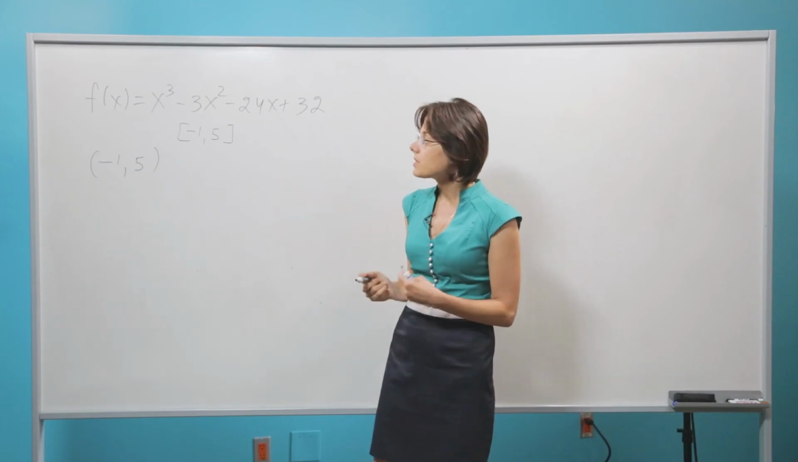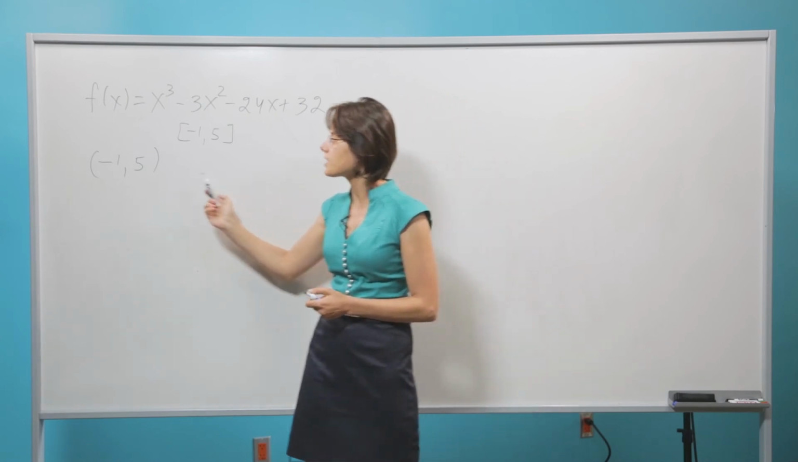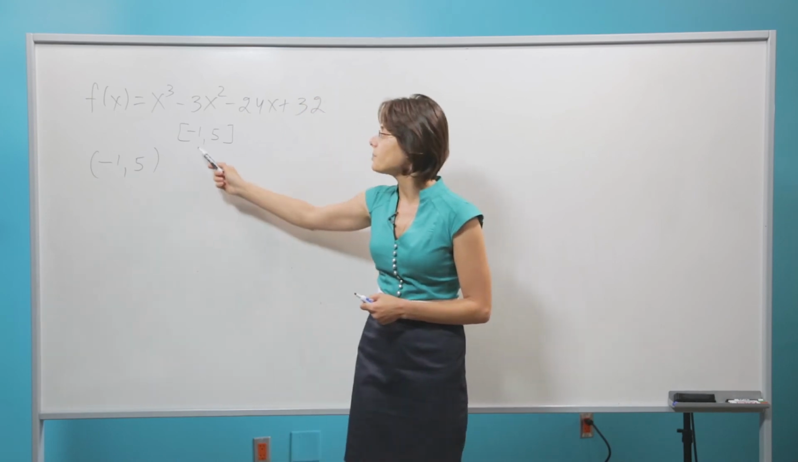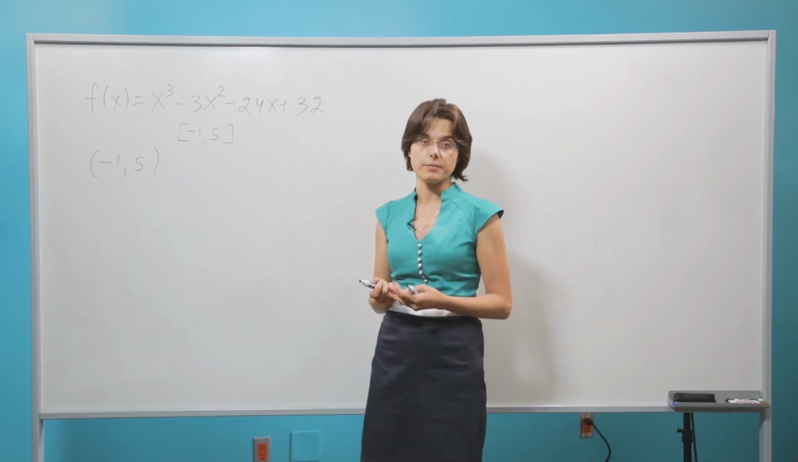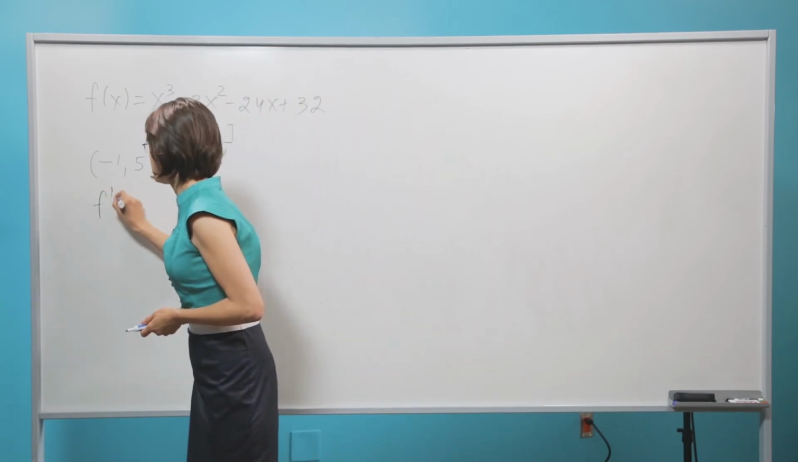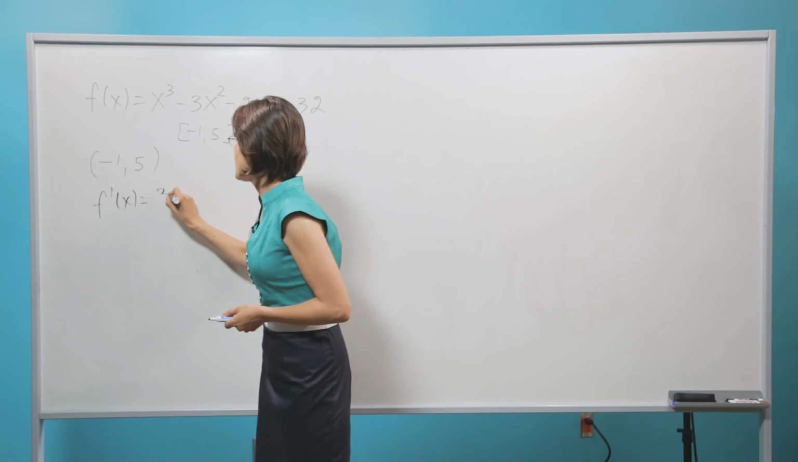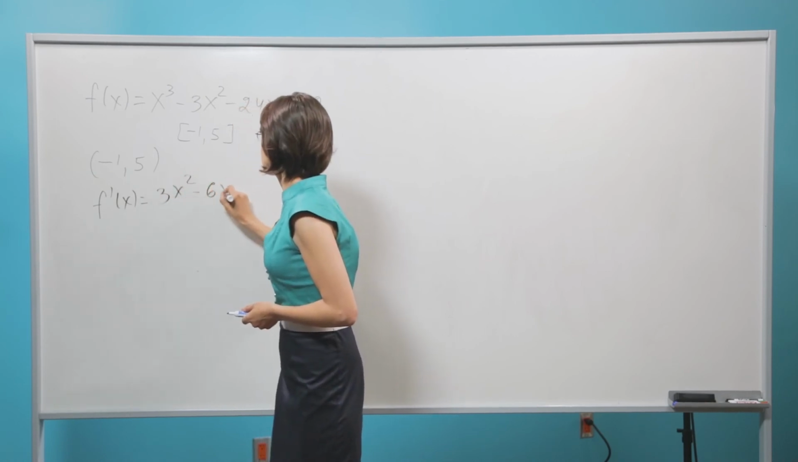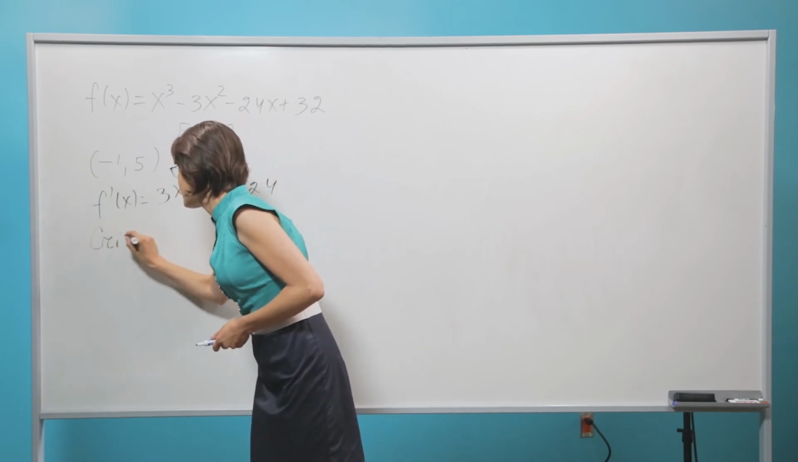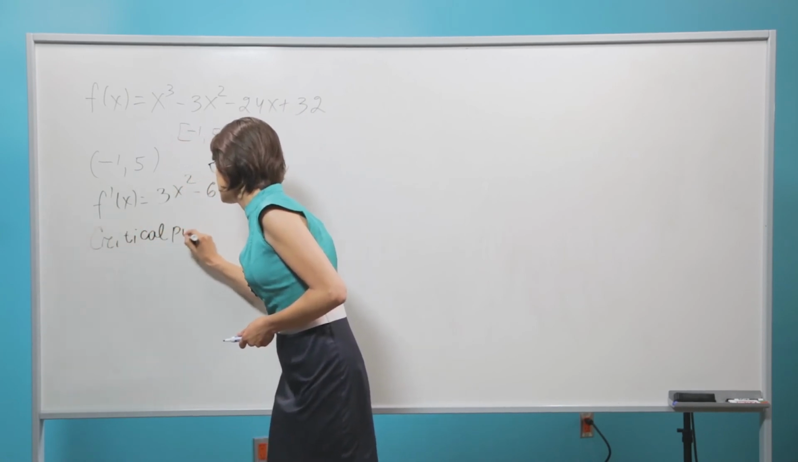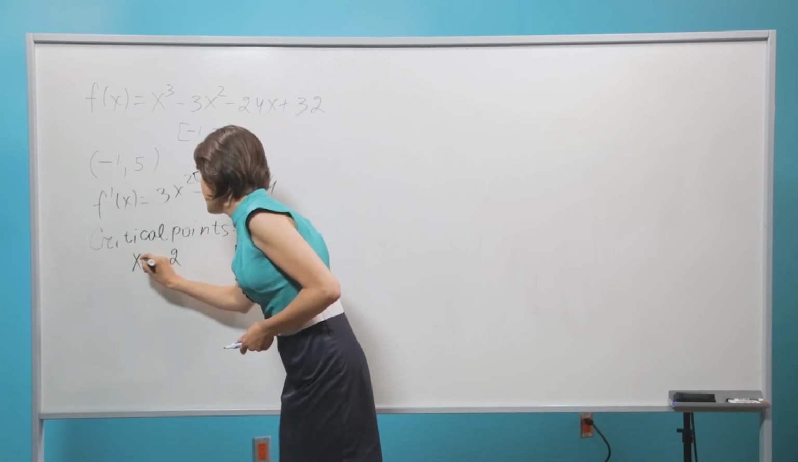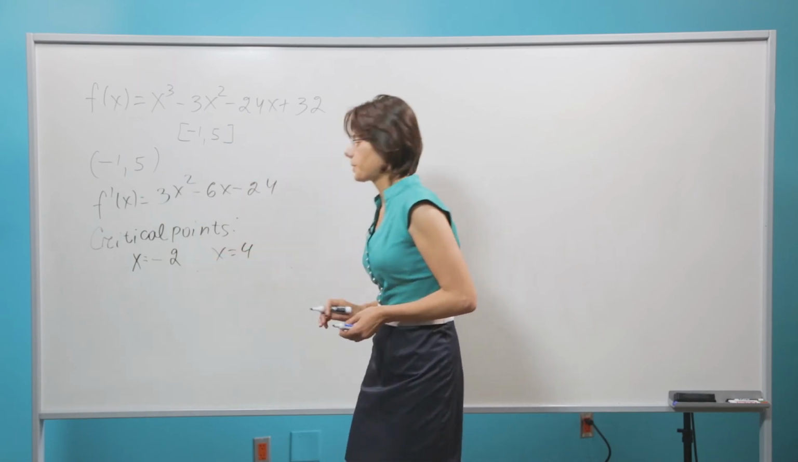So it means that with our procedure with the first derivative, we can check maxima and minima only on the open interval. The points -1 and 5 we have to check separately for maxima and minima. So we found that the derivative of this function is equal to 3x squared minus 6x minus 24. And we find critical points for this. One point was -2, and another point was 4.